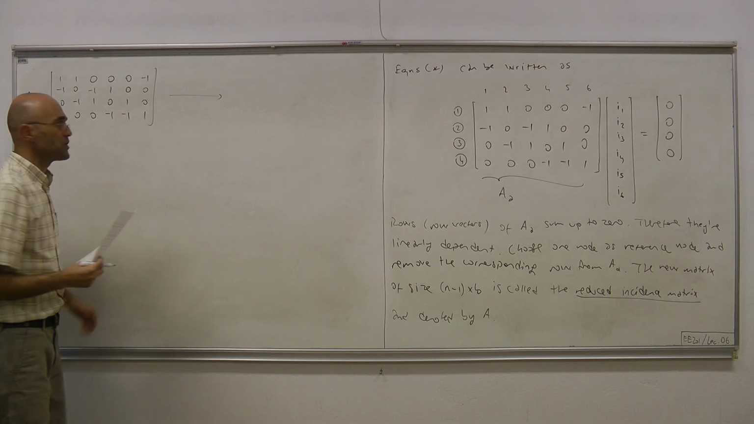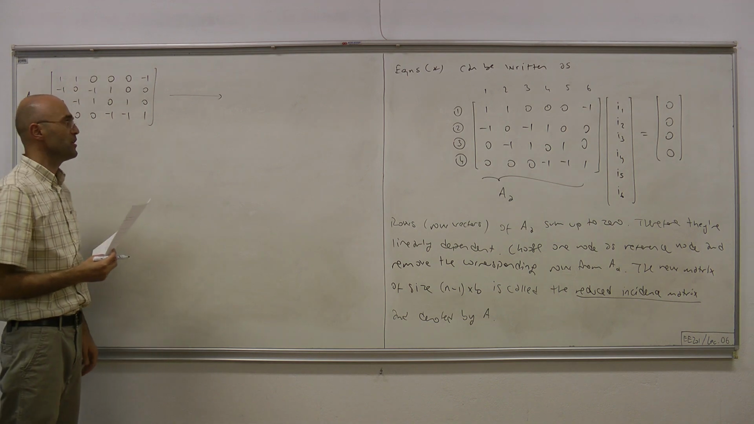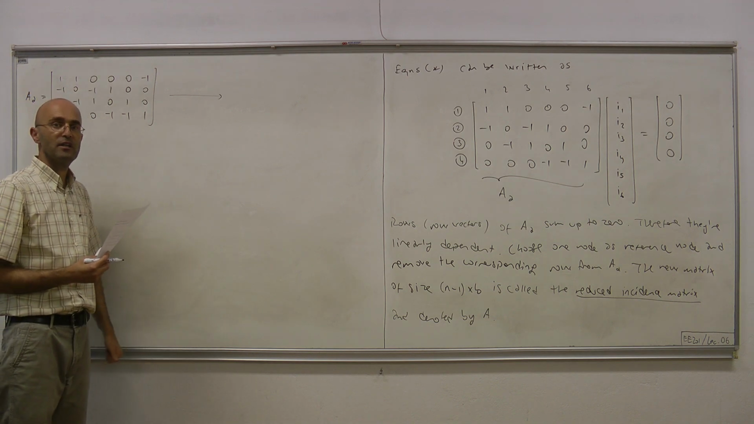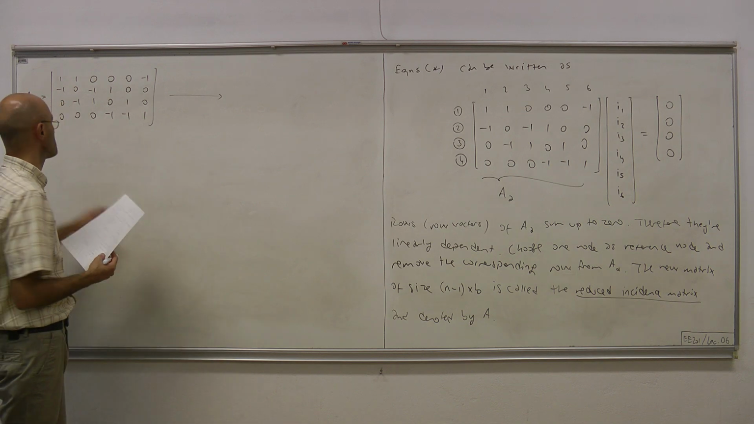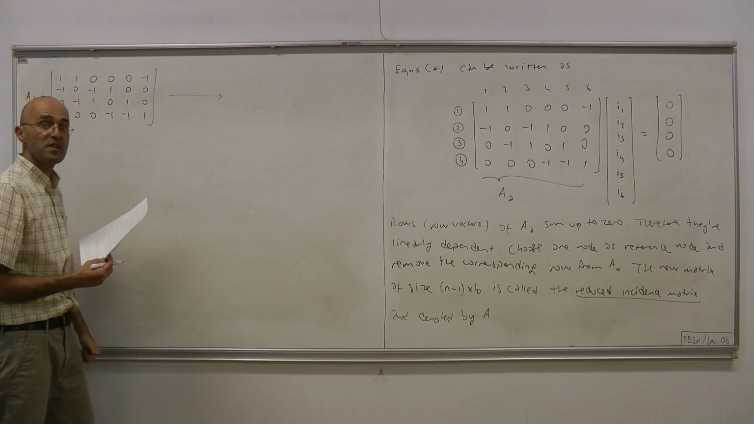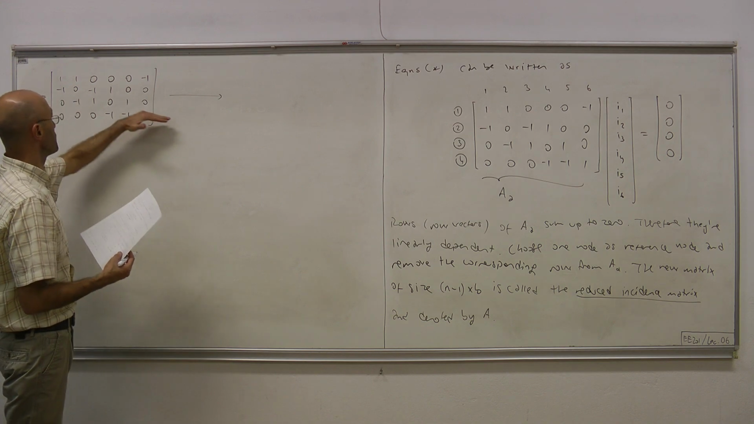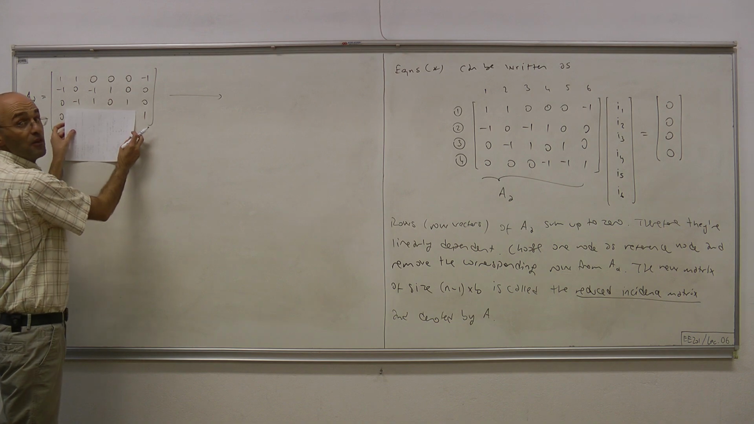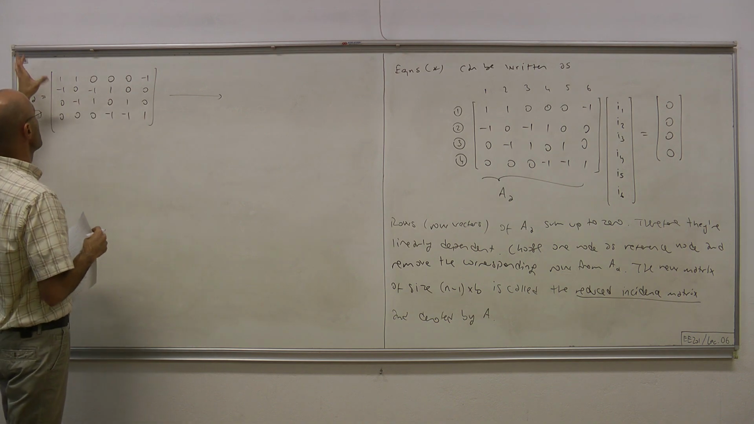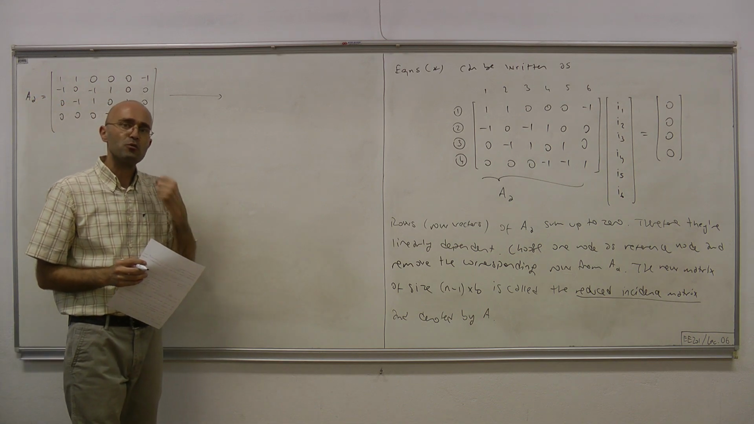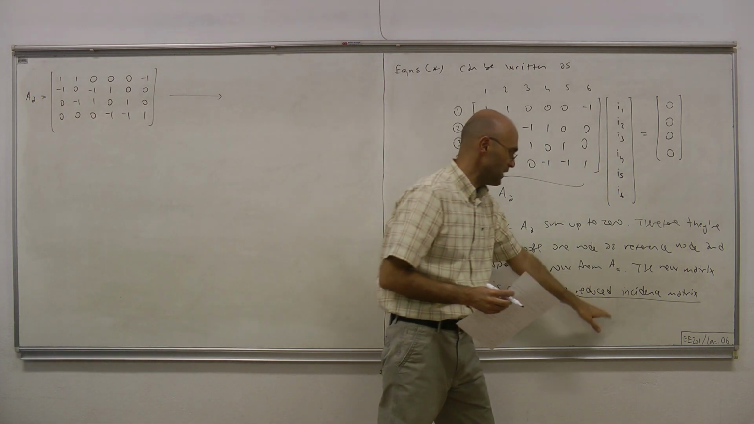Okay. Now, since the rows are linearly dependent, what we do is we choose an arbitrary node and remove the corresponding row. Let that arbitrary node be the last one, node 4. The corresponding row is row 4. Therefore, we're going to remove this row, okay? And what we will be left with is a 3 by 6 matrix. And that new matrix we're calling the reduced incidence matrix.